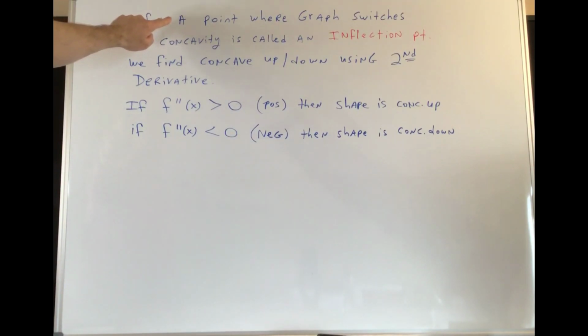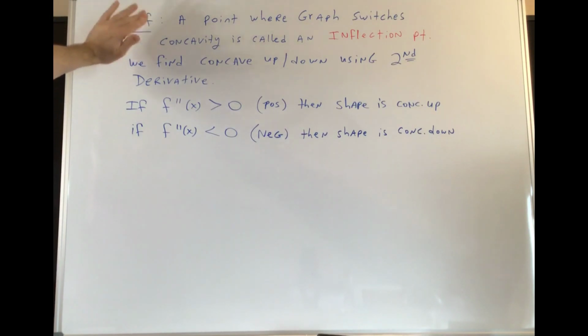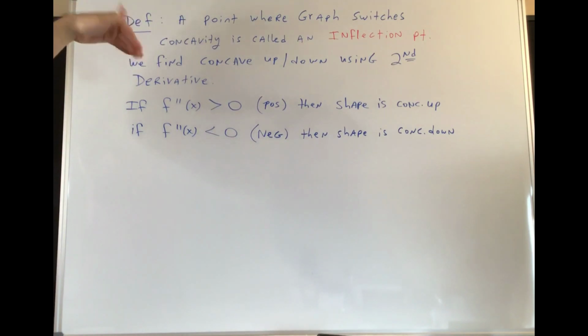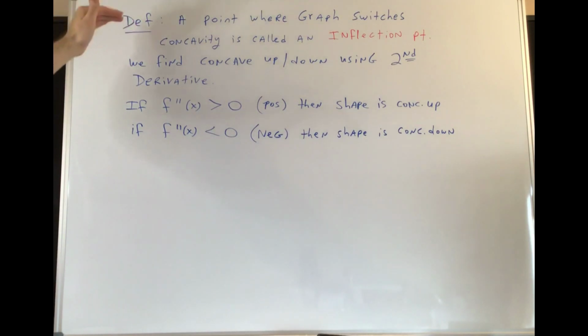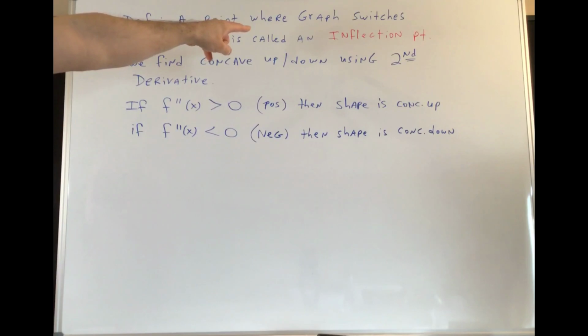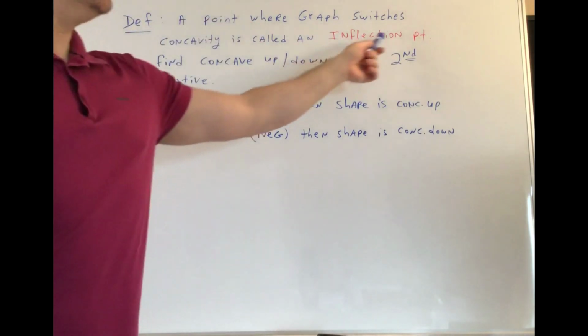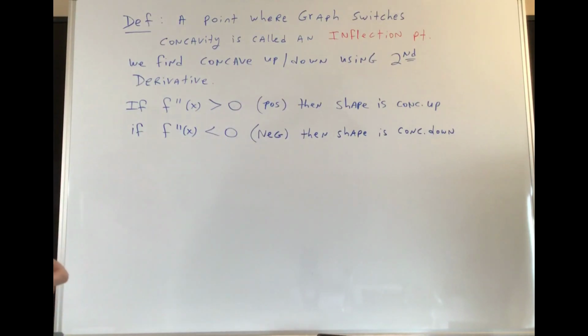If you have a point where the graph switches concavity, concave up or down. If the graph switches its shape from concave up to down or down to up, if the shape changes, that point where it switched is called an inflection point. Okay? I usually write inflex with an X, not a C.